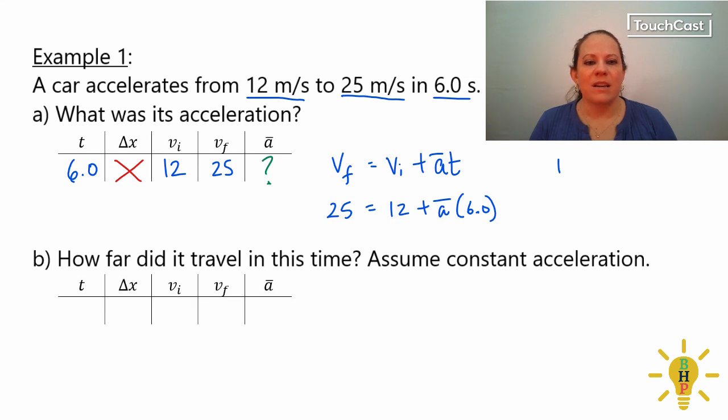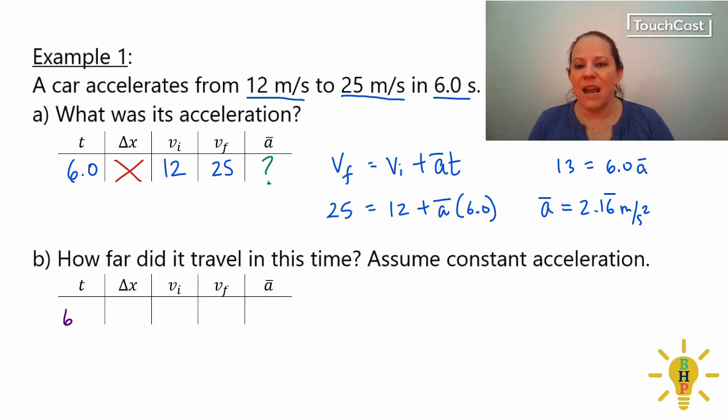And then continue solving our problem here. And we get a value for the average acceleration of 2.16 repeating decimal meters per second squared. We could also have used the definition of average acceleration, which is change in velocity divided by the elapsed time. So for the second part of the question, how far did it travel?